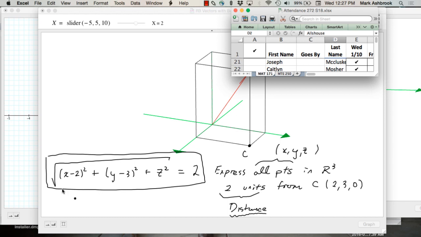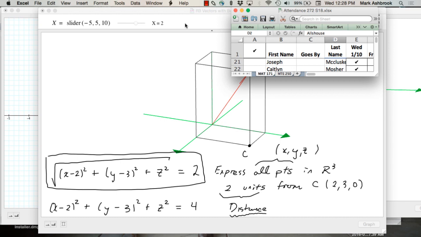So square roots are not convenient. How can we get rid of the square root? Just square both sides, right? And if we square both sides, we get equals 4. So here's maybe a friendlier version of that. So all XYZ triples that make that thing true are going to be these points that we want, the ones that are 2 away. If it doesn't make that equation true, it won't be two units away from C.